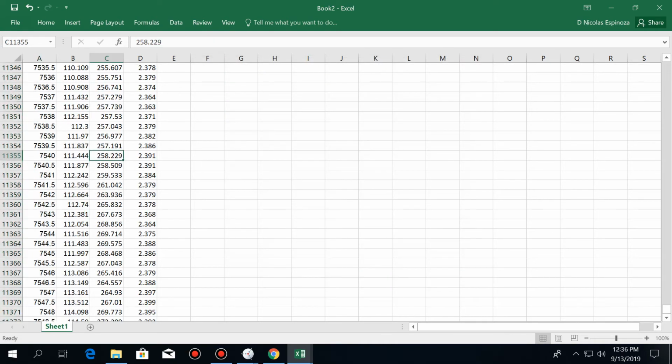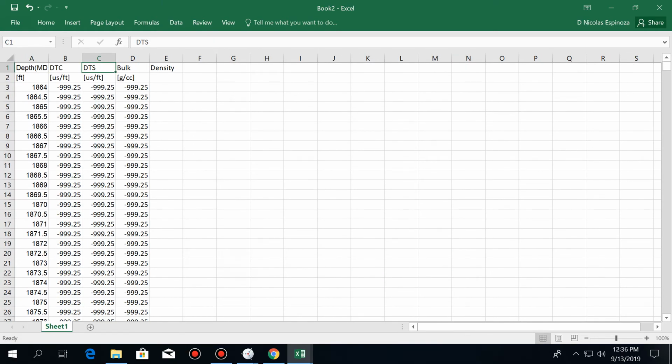All right. Okay, so we're there. All right, this is bulk density. And I have the file now. All right, so let's see.